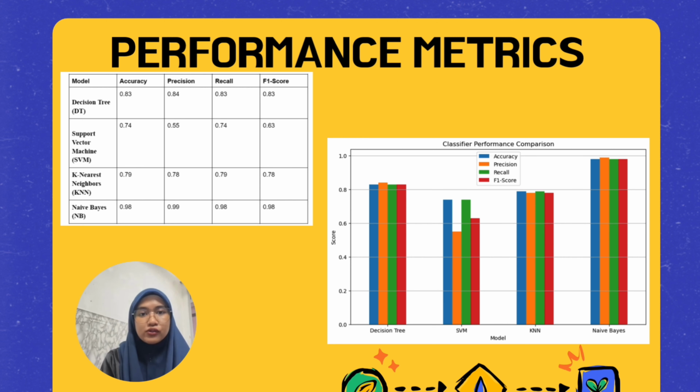SVM, however, shows moderate performance with accuracy and precision around 0.7, but significantly lower recall and F1 score around 0.6, suggesting it struggles with identifying positive instances correctly. Therefore, while naive Bayes is the top choice for this dataset, the decision tree and KNN are also strong options, whereas SVM is the least effective.